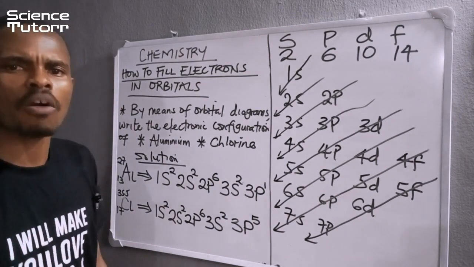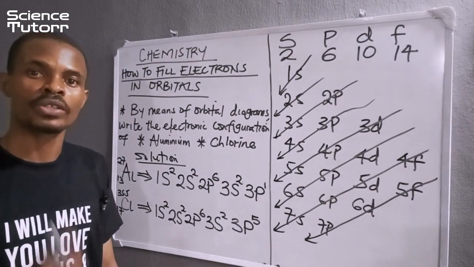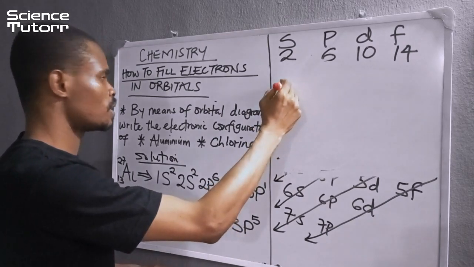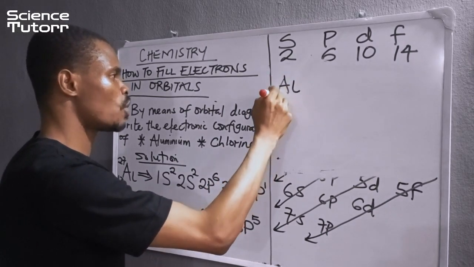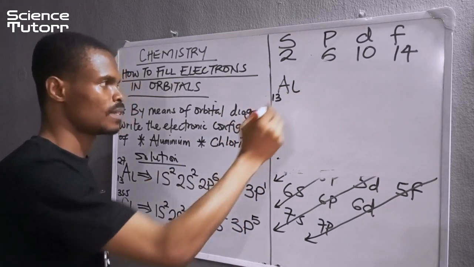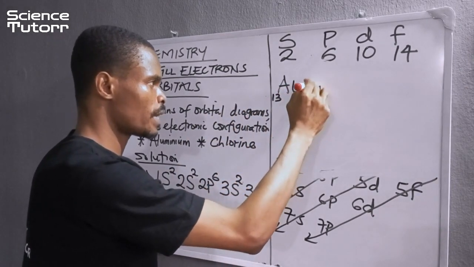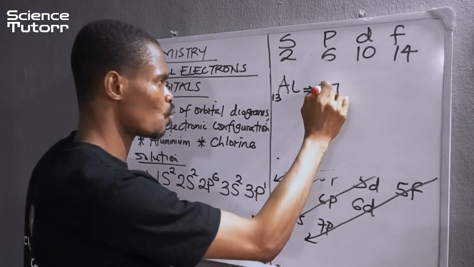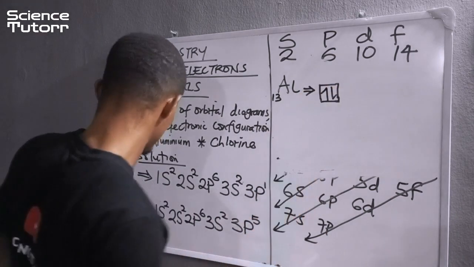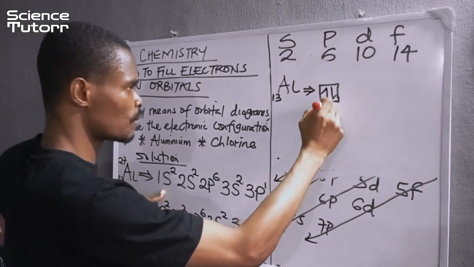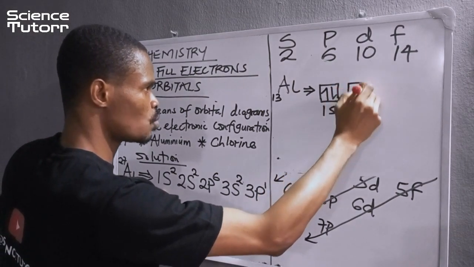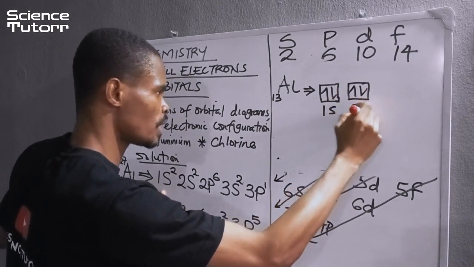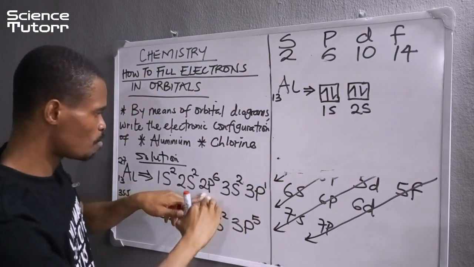Now let us also draw the orbital diagram for both cases. In the first case, we have aluminium with atomic number 13. 1s holds a maximum of 2, so one spins up, the other spins down. This is for 1s2. 2s holds a maximum of 2, one spins up, the other spins down. This is for 2s. The next is 2p6.